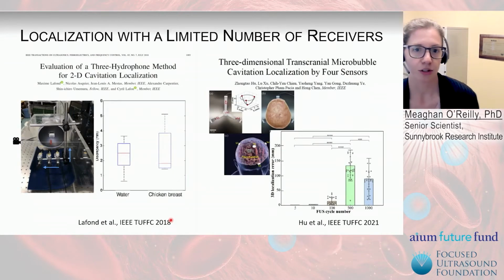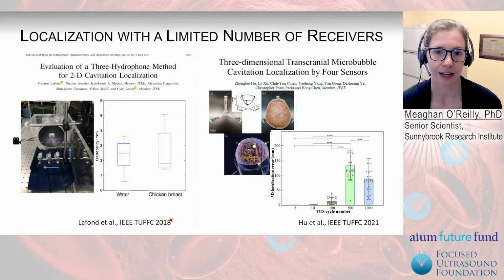Recently, Hong Chen's group at Washington University in St. Louis has shown that if you extend this and use 4 receivers, you can perform this localization through a human skull. And they found that when using only a limited number of cycles in your pulse, you can get an error just below 2 millimeters. But this deteriorates as you increase your number of cycles.